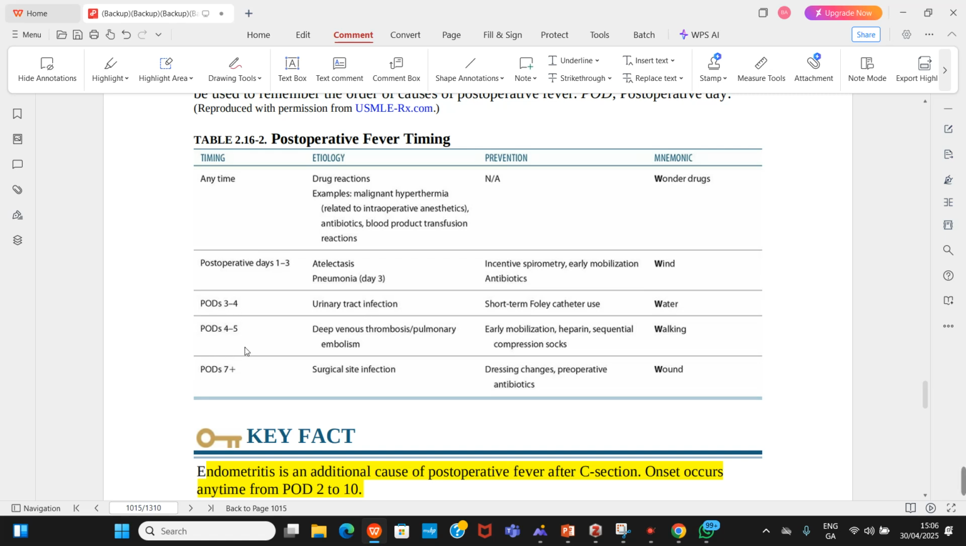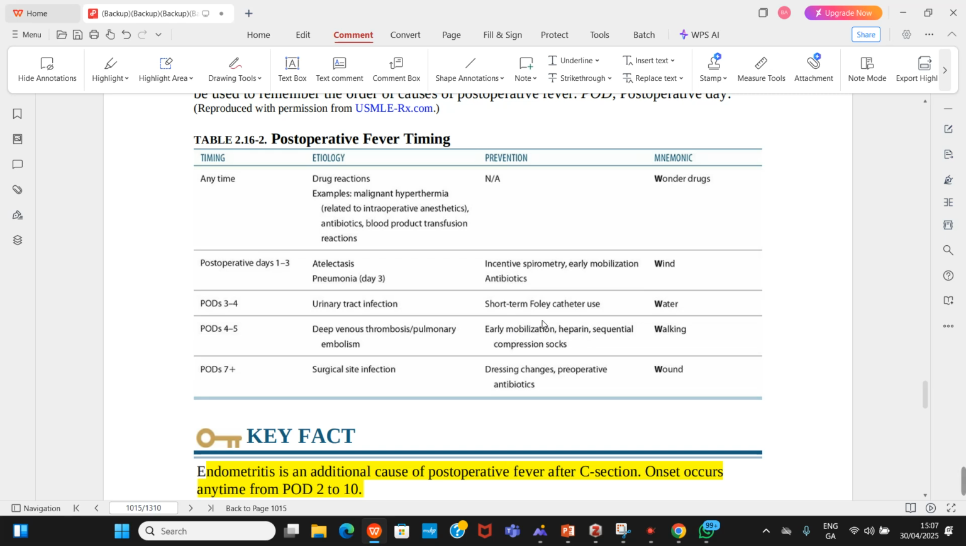Then 4 to 5, walking: DVT in the leg, which moves as a PE. So you want to encourage early mobilization. That is the most important. So they put it in the question: what do you do to prevent DVT? Heparin, compression. I picked heparin. Anticoagulant. That's the best thing. No. The most effective is early mobilization. Get the patient out of bed. As simple as it looks, it is the most effective. So that's what you should pick.